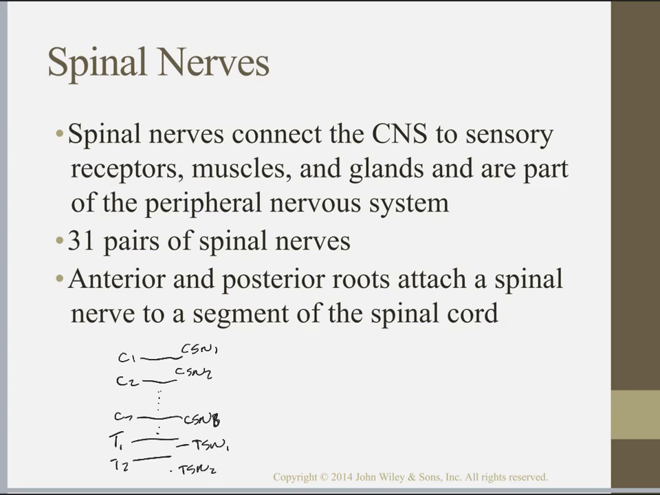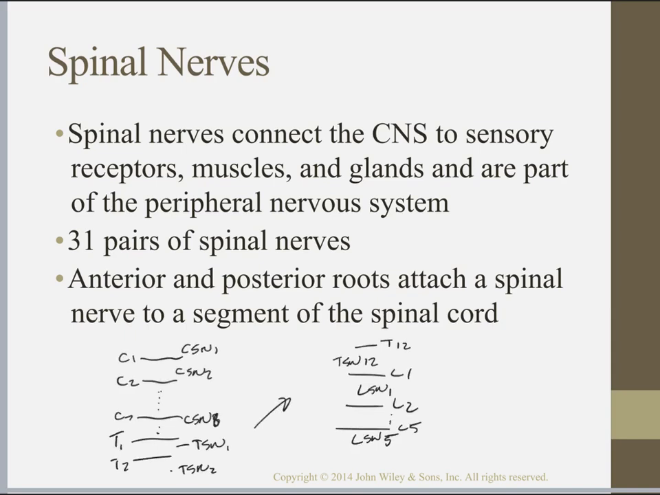And we go all the way to T12, which gives us TSN12. And then we have L1, LSN1, L2, all the way down to LSN5, which is above L5.